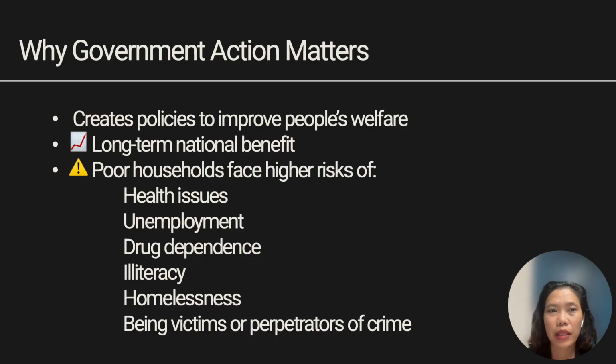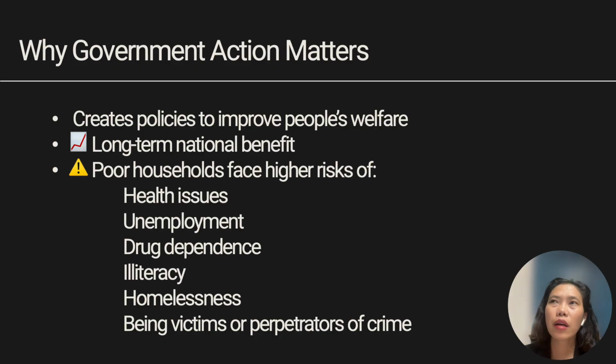So poverty reduction. Why does government action matter when it comes to poverty reduction? Because it creates policies to improve people's welfare, and poor households face higher risk of health issues, unemployment, drug dependence, illiteracy, homelessness, and being victims or perpetrators of crime. So this can be monitored closely by the government, and there are programs implemented or measures being done in order to set the policies in place now to improve people's welfare.